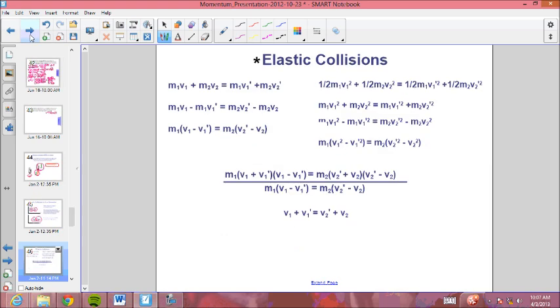So let's see what they did. They took both equations, they distributed, they did the opposite of the distributive property, and what they worked out was to cancel out the masses. What you get is that in elastic equations, where energy is conserved, the velocity of the first object plus its final velocity equals the final velocity of the second one plus its original velocity.